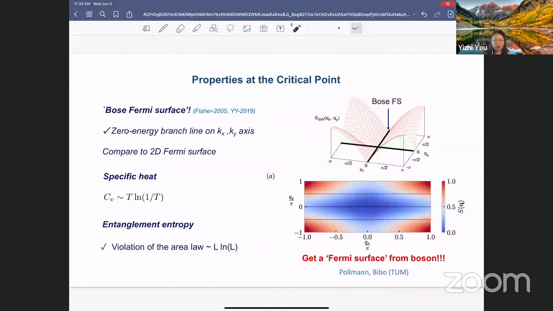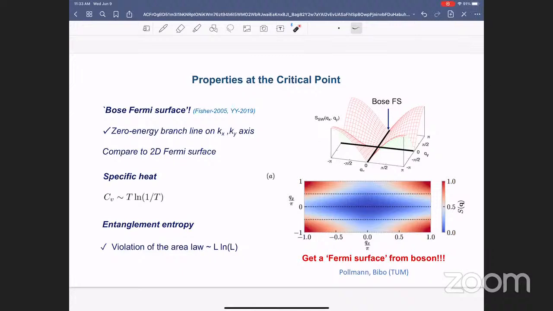And because we have a large number of zero energy modes, if we measure the entanglement entropy of the ground state at a quantum critical point, the entanglement entropy should violate the area law. It should scale as L ln L, because we have a large number of zero energy modes along both the kx and ky axes.